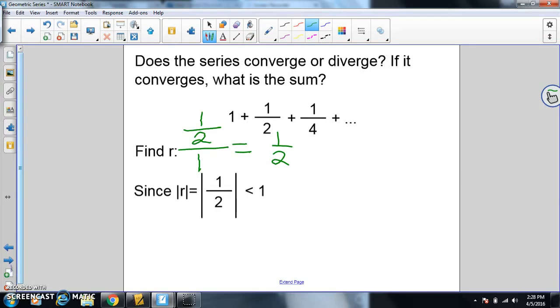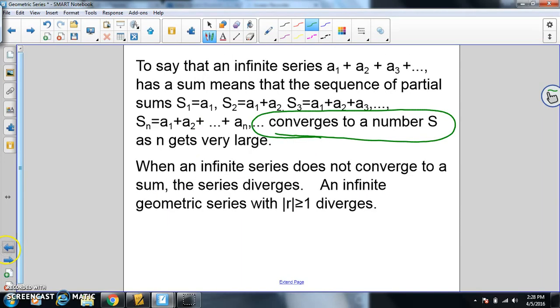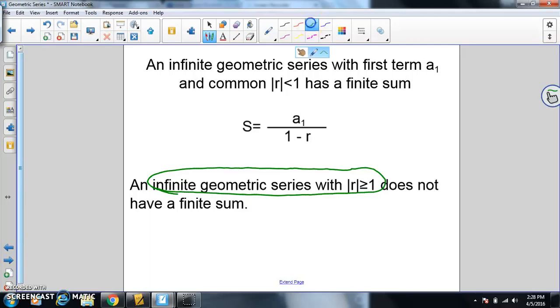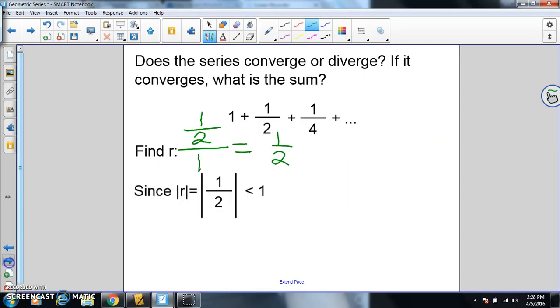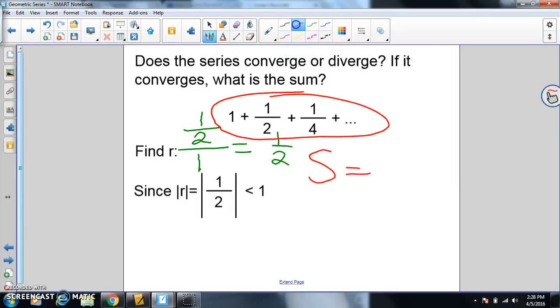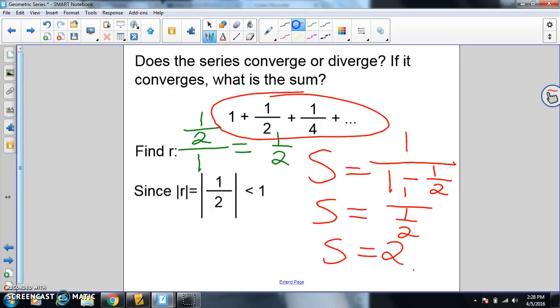So we're going to look at the formula. Here, s is equal to term 1 divided by 1 minus r, and apply it to this geometric sequence. So, S is equal to term 1, which is 1, divided by 1 minus r. We said r is 1/2. So we have our sum is equal to 1 divided by 1/2. So our sum is equal to 2.